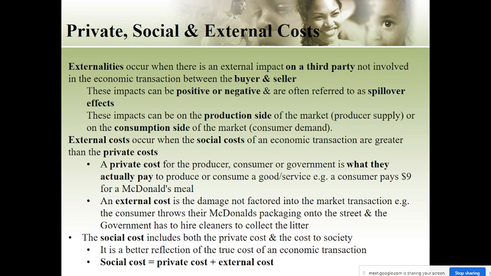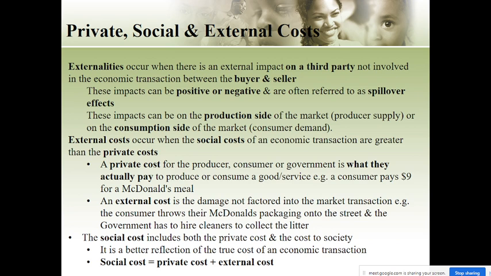and external cost. So what is external cost? Okay, your externalities. What does it mean? It occurs when there is an external impact on a third party not involved in the economic transaction between buyer and the sellers.